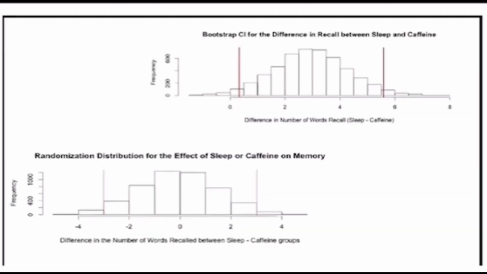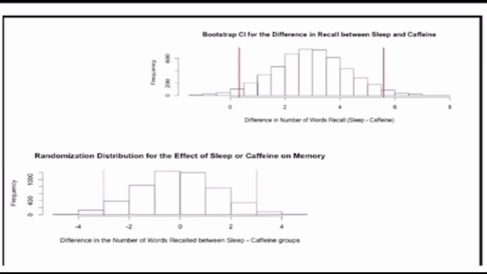Now take a look at this. What is this talking about? This is centered on 3. Why is it centered on 3? That was the original 3 that we got, right? And what is the meaning of this? This is the bootstrap confidence interval.